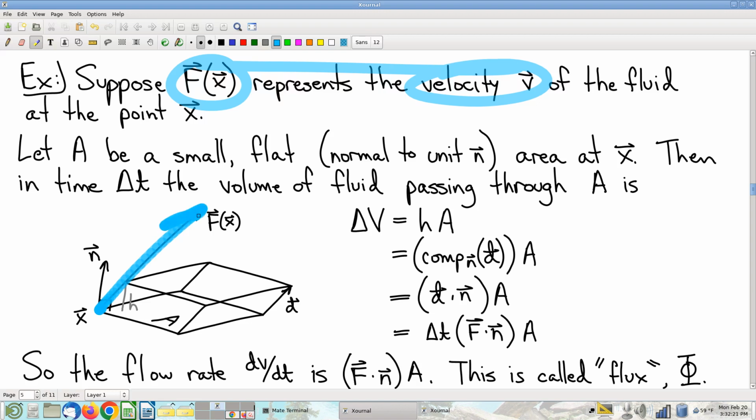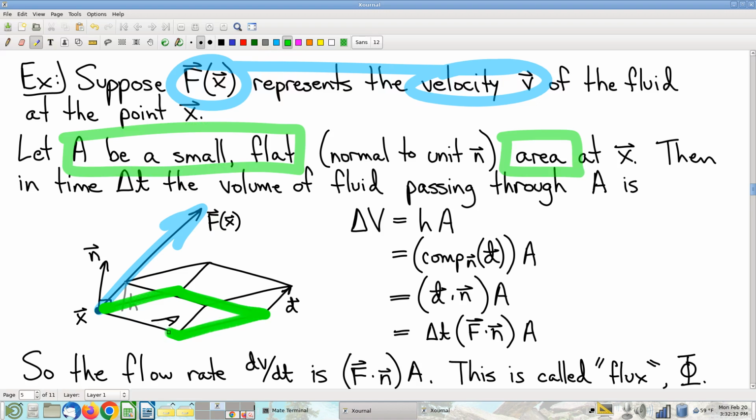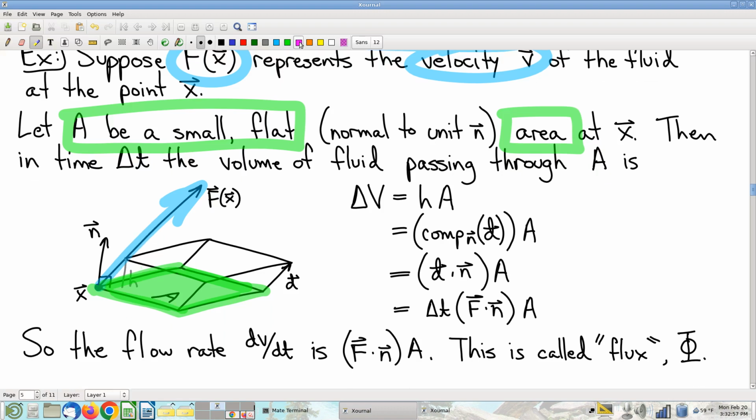Okay. Supposing that I know the vector field representing the flow, and supposing further that I have a small flat area like this. I could reasonably ask the question, okay, if I know the velocity of the fluid and I know the area, then how much volume per unit time of fluid is flowing through this area? What's the rate that fluid is flowing through that area? And when I say rate, in this case, what I mean is volume per unit time. This is what we're going to call the flow rate.